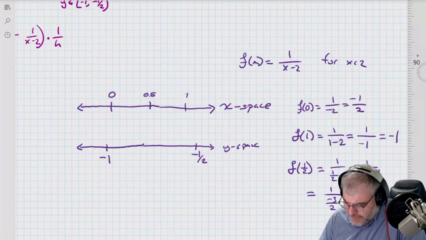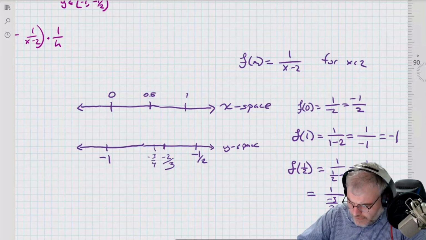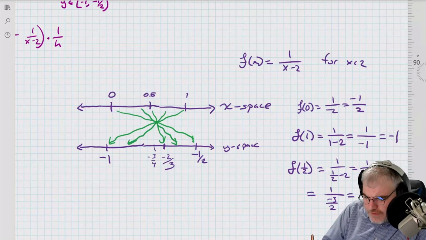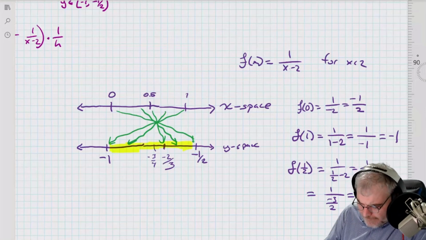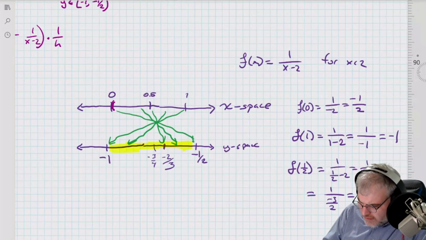Not drawn to scale, right? Negative 2/3. This would be negative 3/4. So negative 2/3 is about there. So when I do this arrow diagram, it's going to look like this. All right. So the area I'm interested in is the stuff in between. And then this point is excluded on this side. So I'm going to exclude 1/2 on that side. This point is included because that point is included.